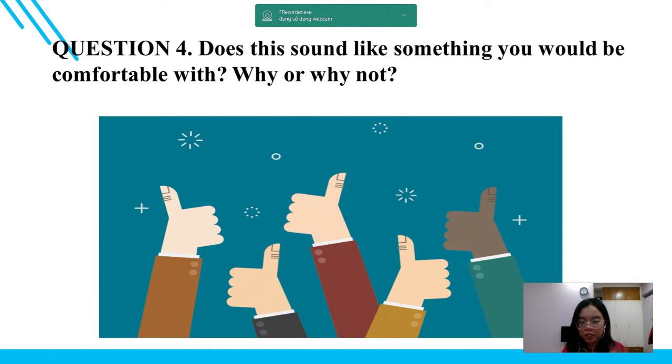For question 4, I strongly believe that yes, it sounds like something I would be comfortable with because through the practice it makes work easier than ever. We can work and learn with other employees regardless of rank. This means the company may achieve an excellent result because we can share our opinions.